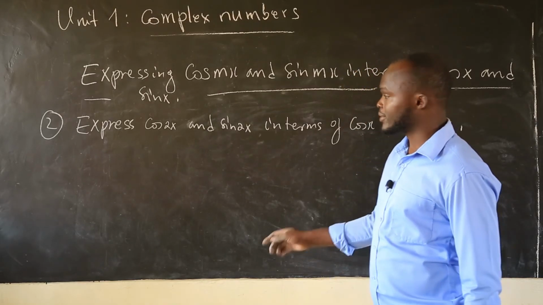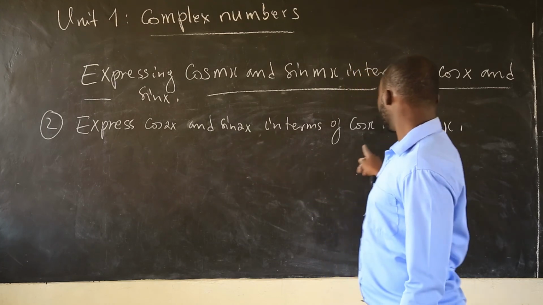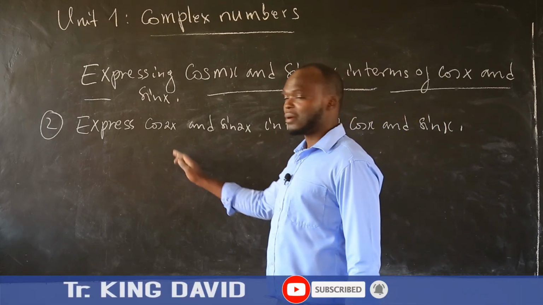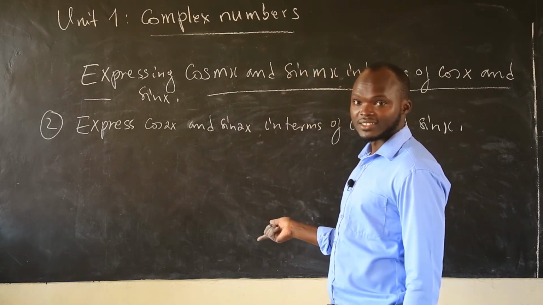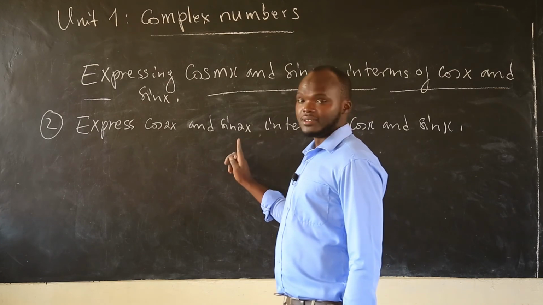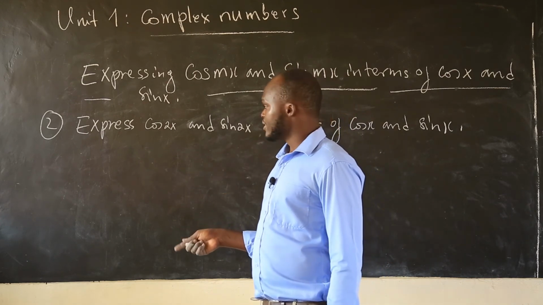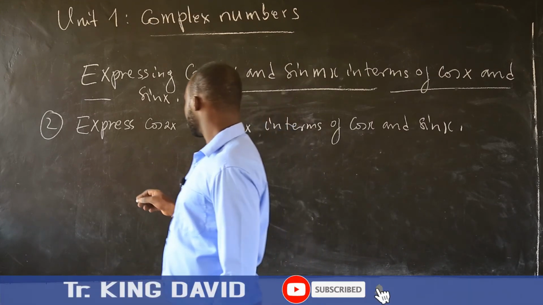Okay, so number 2, we are going to express cos 2x and sin 2x in terms of cos x and sin x. Here we can use the double angle formulas. We get cos 2x in terms of sin x and cos x, and also sin 2x in terms of sin x and cos x. But let us try to see how we can use complex numbers.